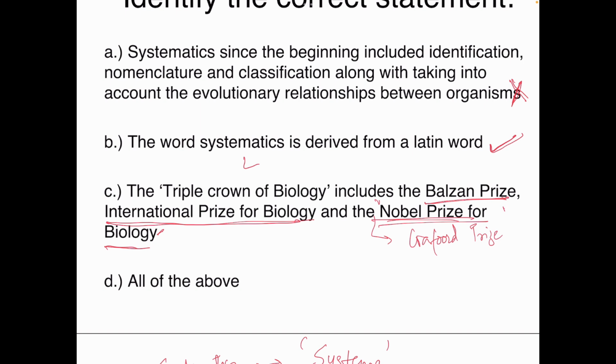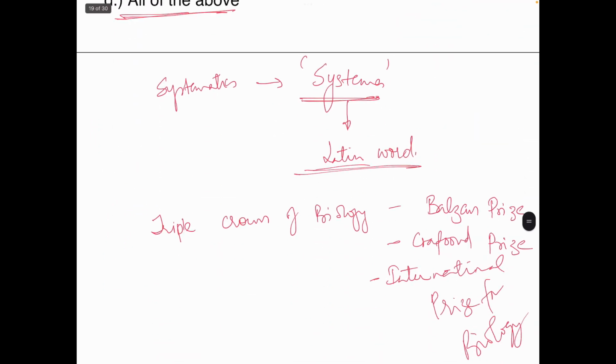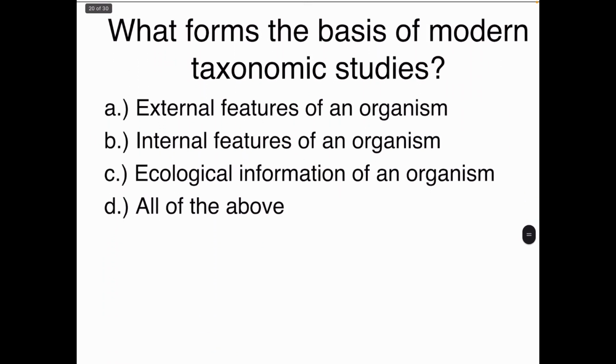So this is also a wrong statement. I understand a few of you might have thought of the answer as option D, but no, D is not the correct answer. The correct option is option B. Systematics is derived from systema, which is a Latin word. Moving to our next question.